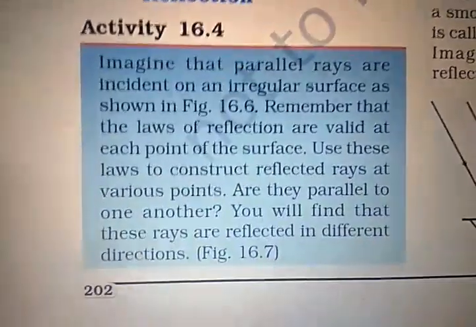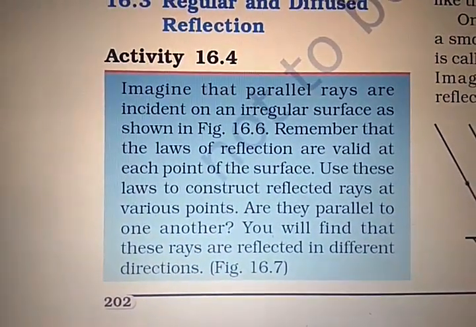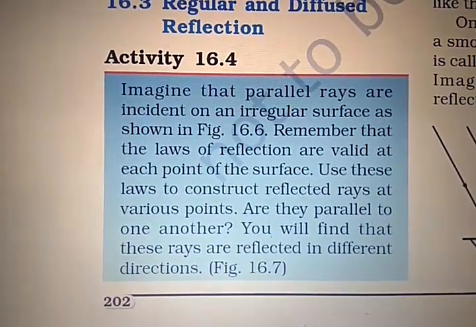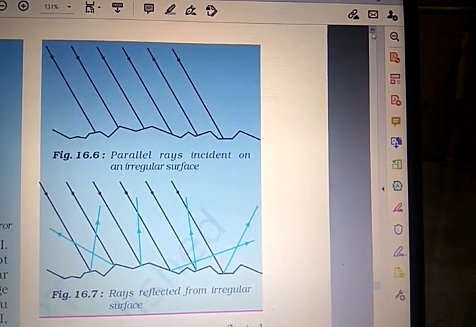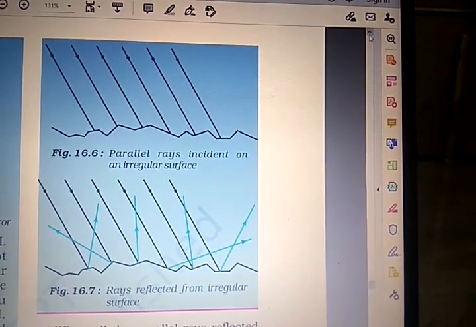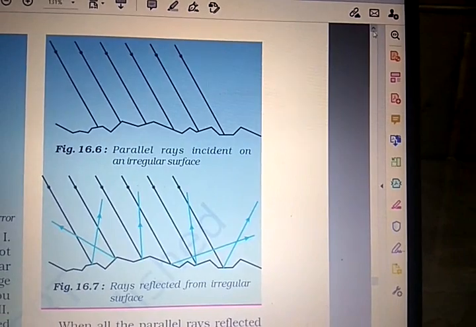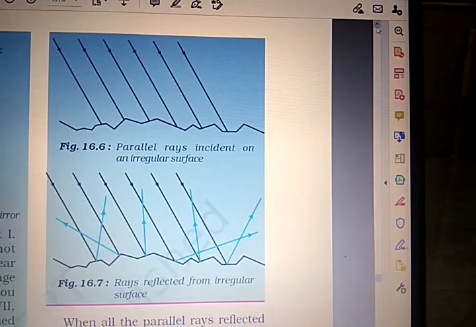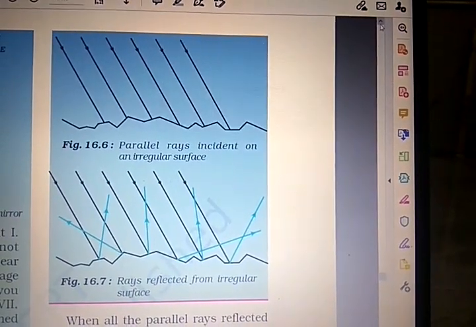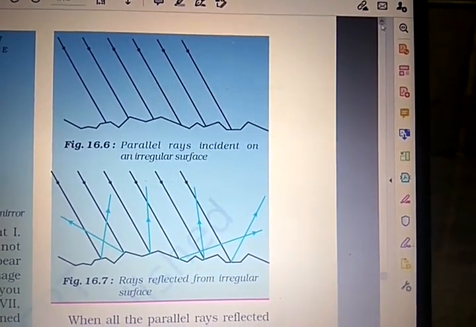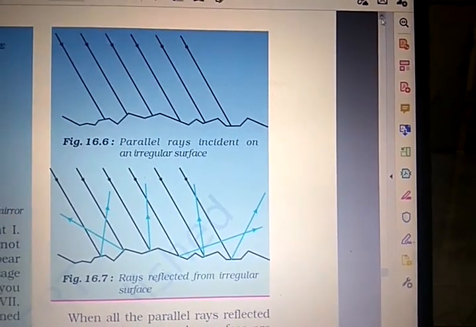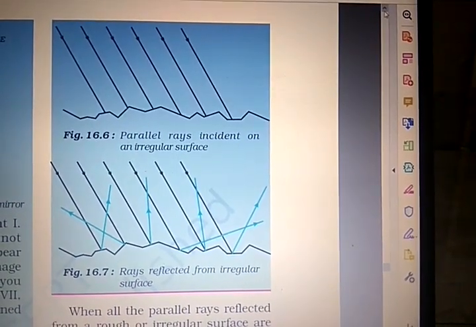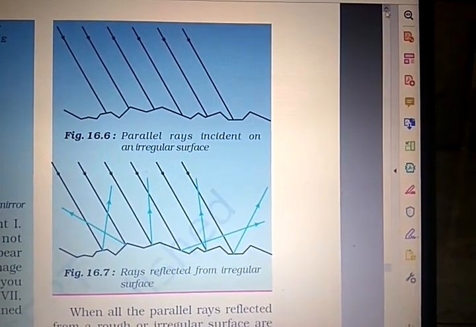You see, imagine that parallel rays are incident on an irregular surface as shown in figure 16.6. Now, the rays coming from the sun. In the first one, figure 16.6, you see the parallel rays incident on a rough surface, meaning an irregular surface. Then after reflection, they go back in different directions. You see figure number 16.7, rays reflected from an irregular surface.